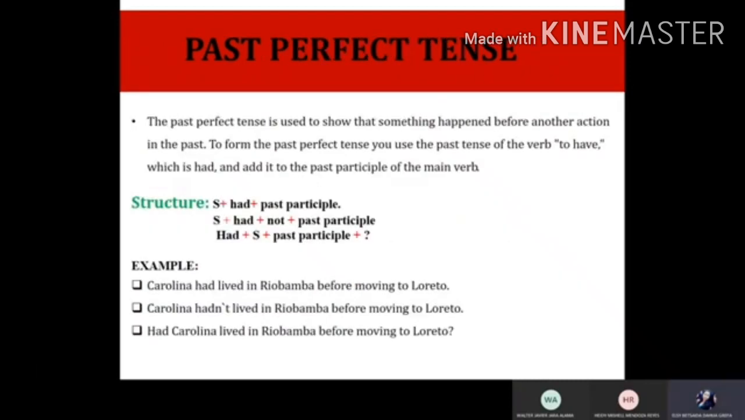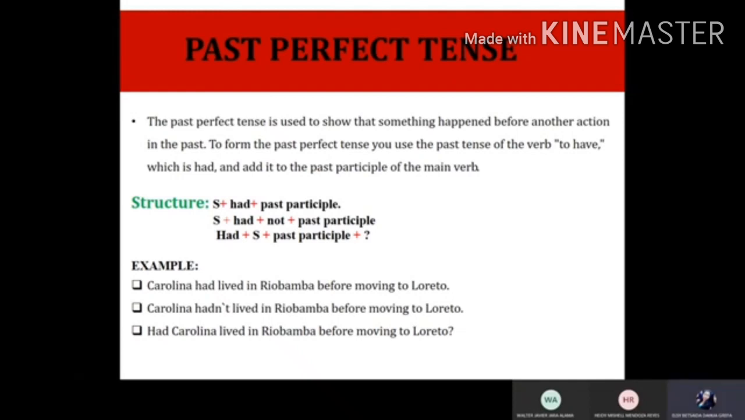Past perfect tense. The past perfect tense is used to show that something happened before another action in the past. To form the past perfect tense, you use the past tense of the verb to have, which is had, and the past participle of the main verb. The structure in affirmative is subject plus had plus past participle.